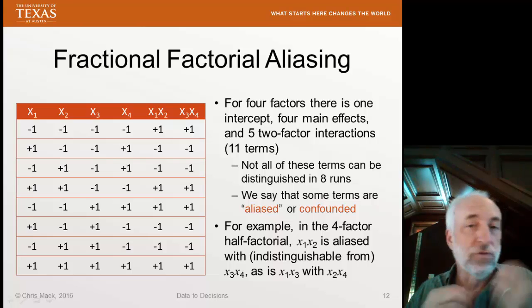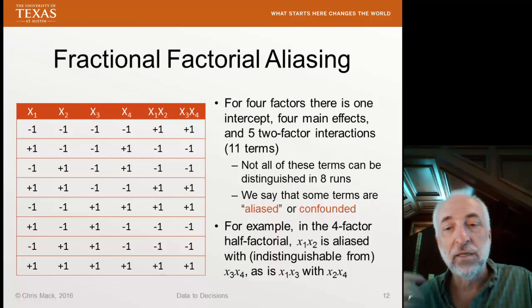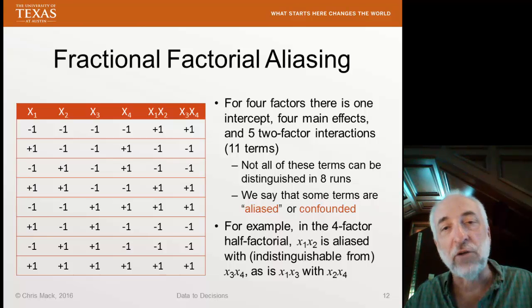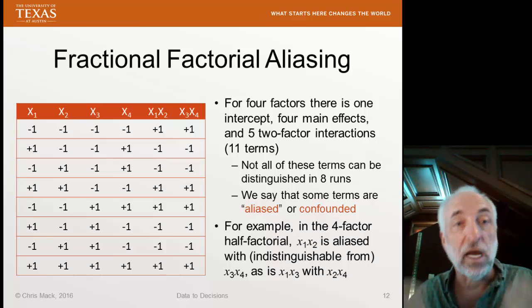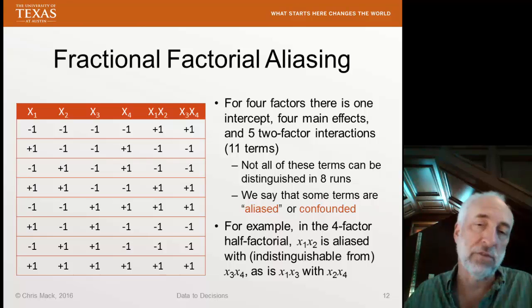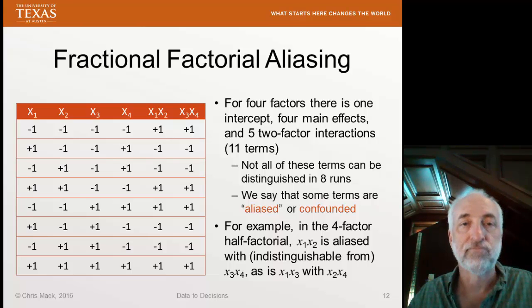All right? The same thing is true for x1 times x3 confounded with x2 times x4. So this kind of confounding or aliasing is a consequence of using a fractional factorial design rather than the full factorial design. With the full factorial design, we can easily separate out these terms.